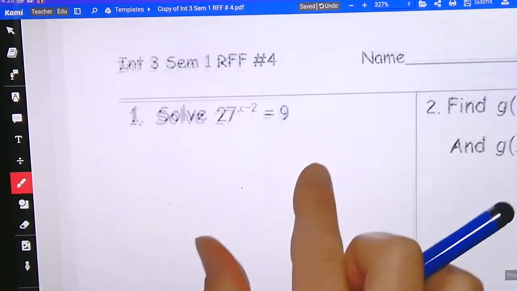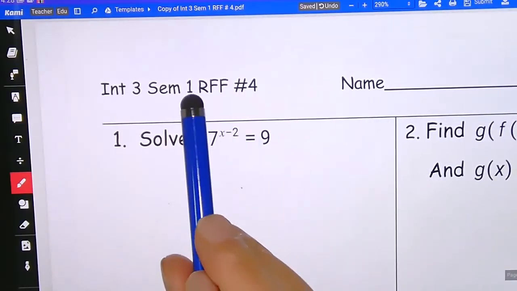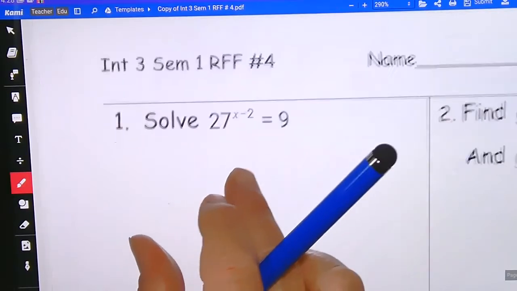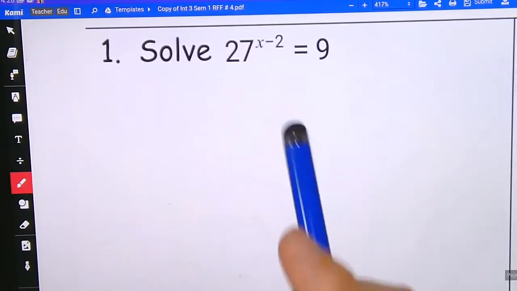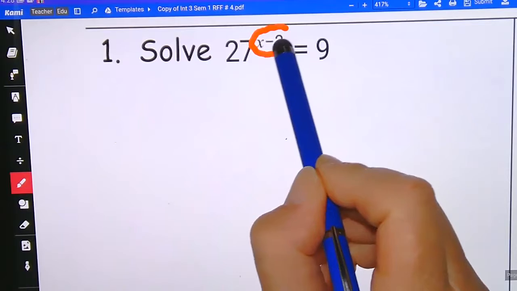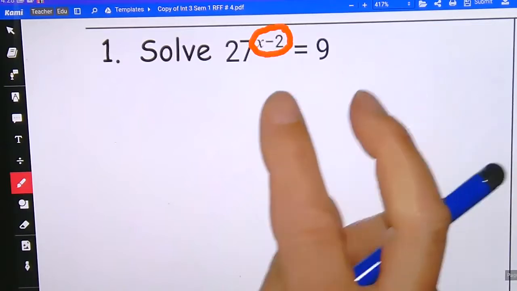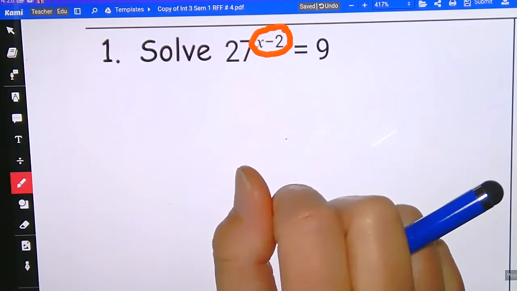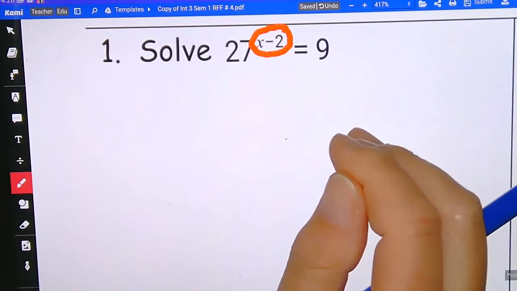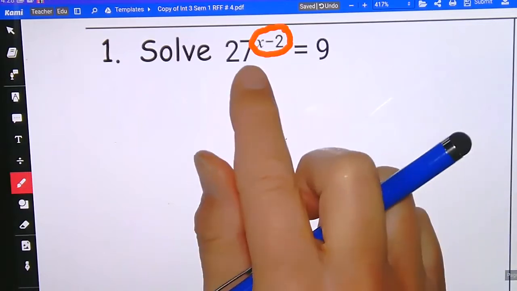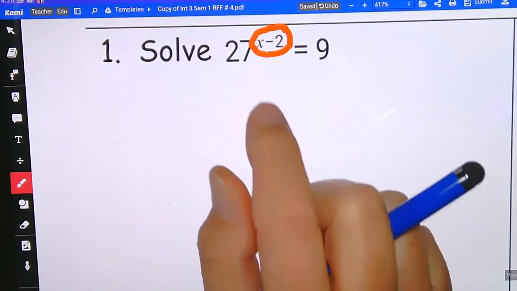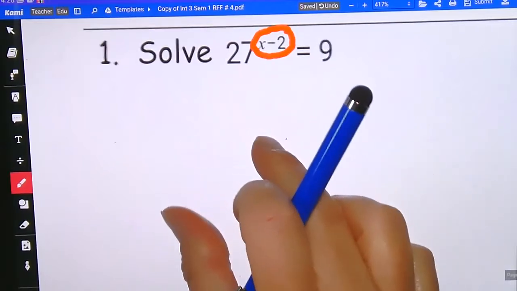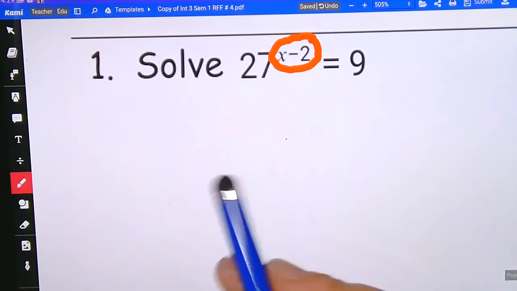So this video is on our review RFF number 4. And on this first problem, when you have x in the exponent, there are two ways to think about this. If you can get the bases to be the same, get the bases to be the same like we did back in Integrated 1. If you cannot get the bases to be the same, then you're going to use logarithms. 27 and 9 are really both 3 to a power, so you could use logarithms for this, but you don't have to.